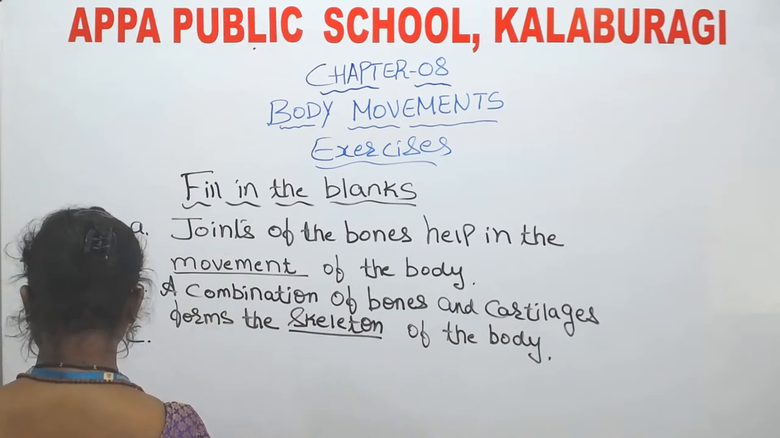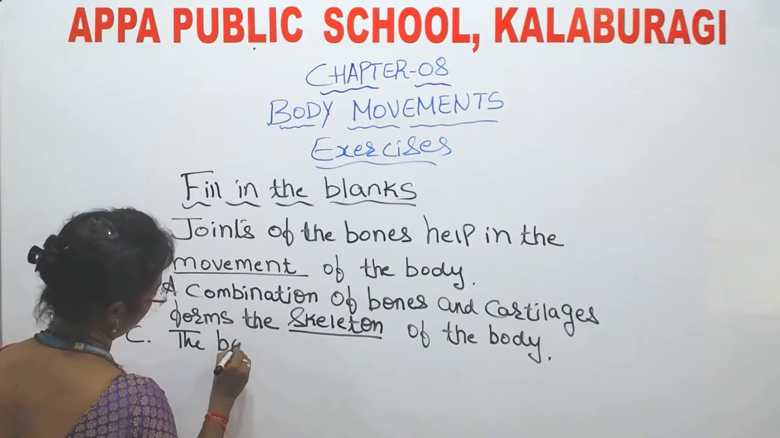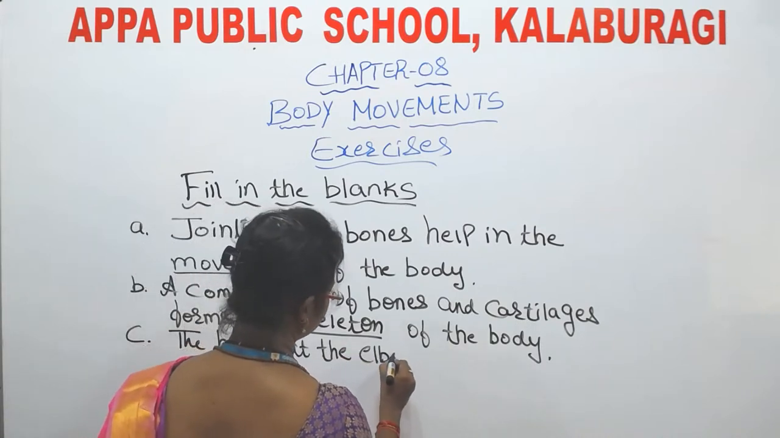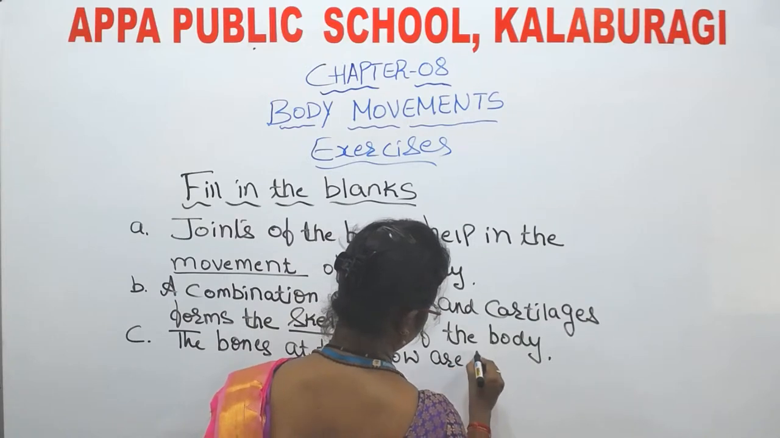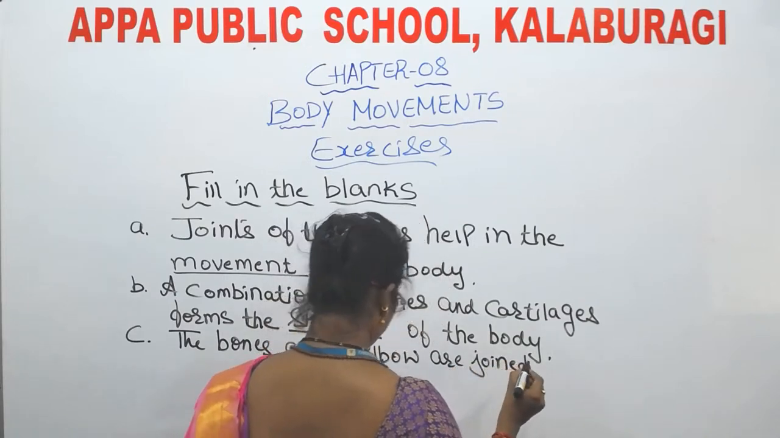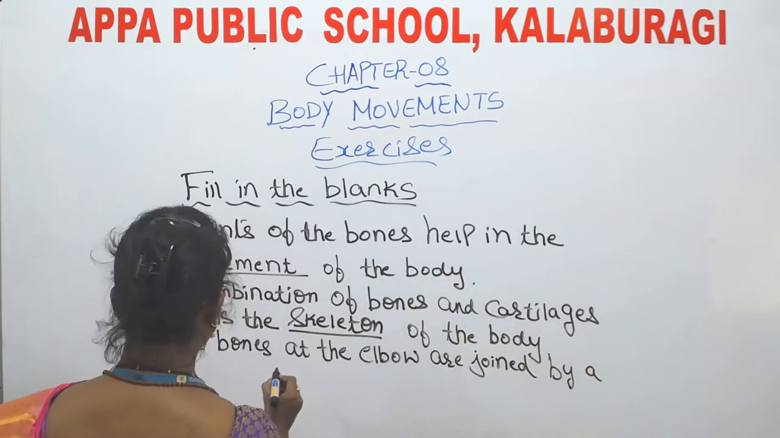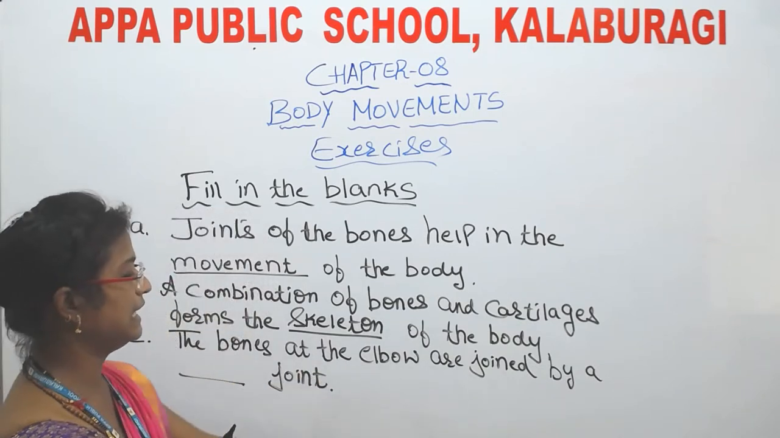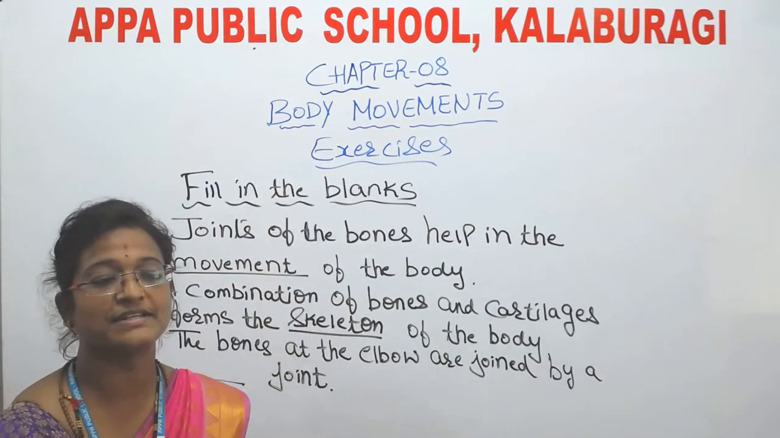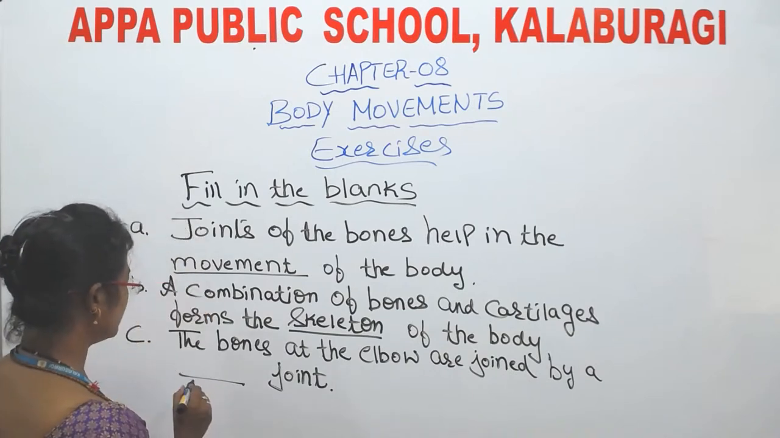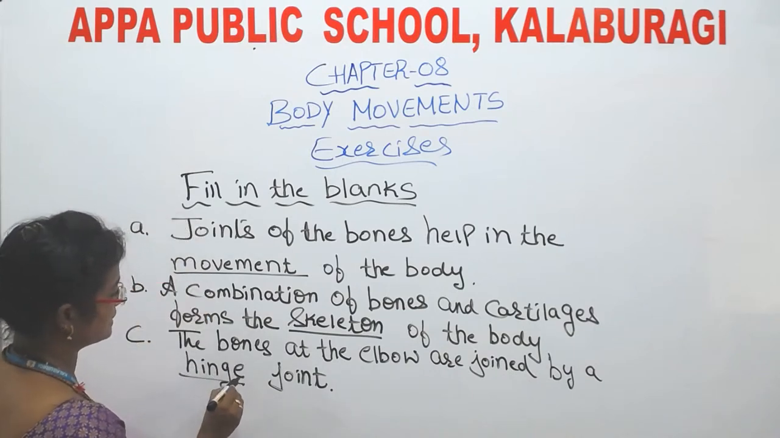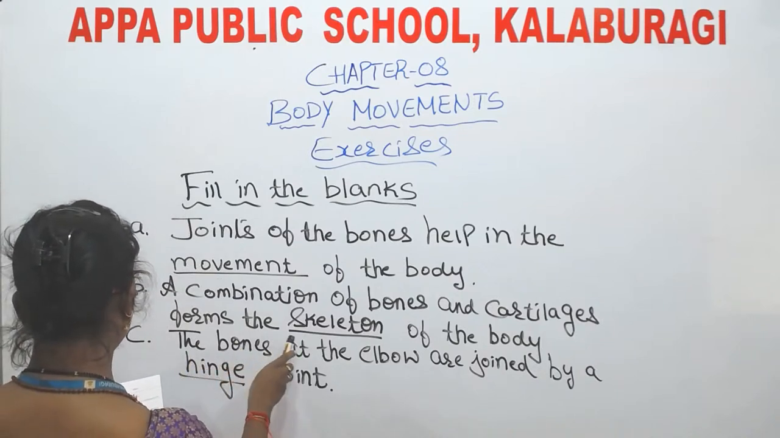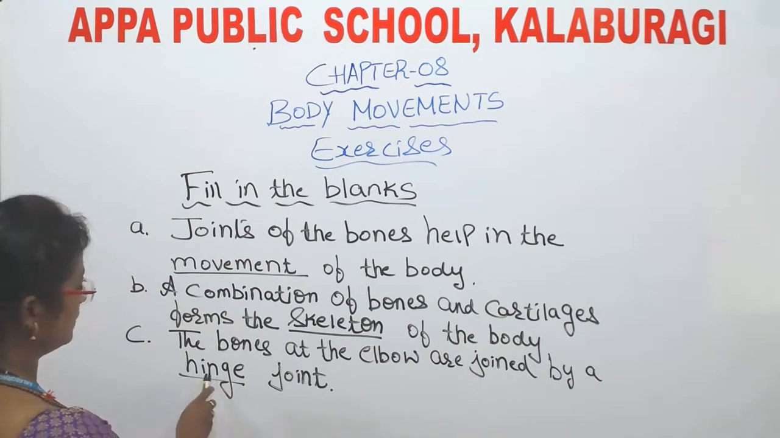Next, C. The bones at the elbow are joined by a dash joint. Which type of joint is present here, as we discussed in the previous class? A hinge joint is present, from which we can move our hand in one direction. So the bones at the elbow are joined by a hinge joint.